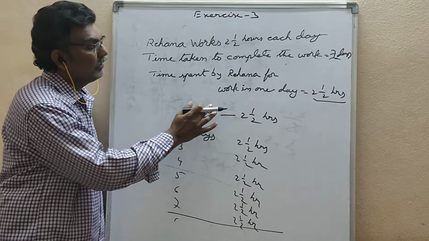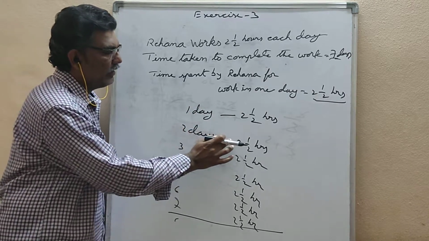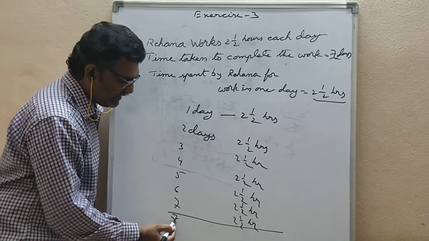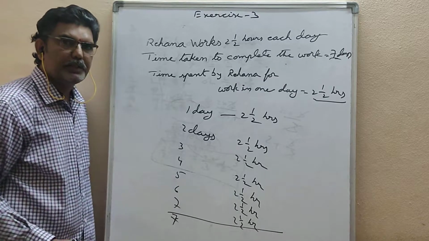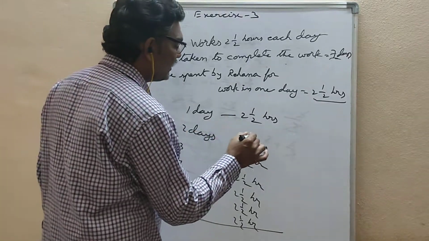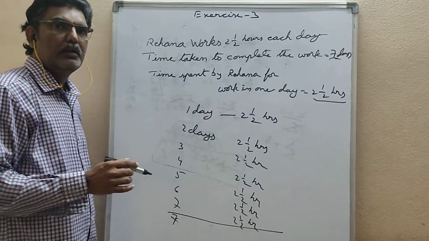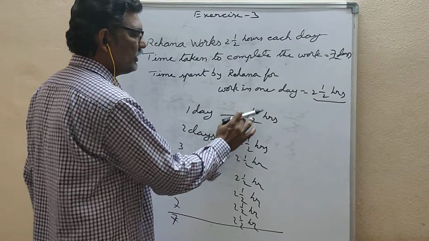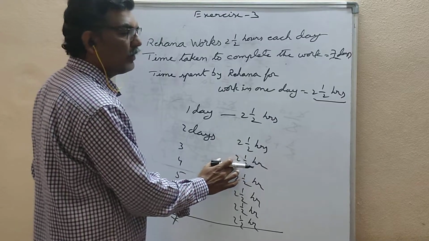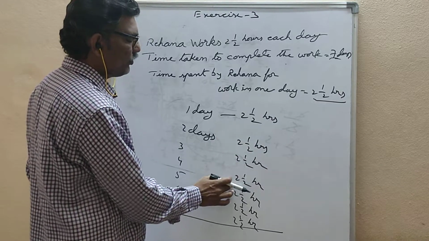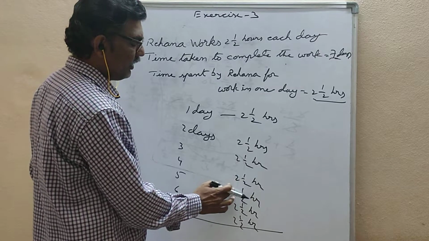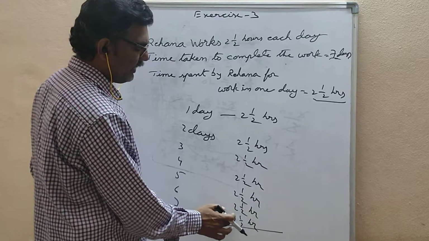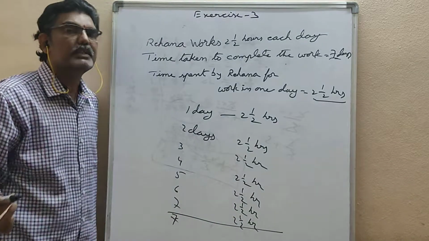So in the second day 2.5 hours, third day 2.5, like that. Total 7 days completed here. Work also completed. How many hours did she spend? Total hours means what you have to do: this 2.5 plus 2.5. How much here? 5. 5 plus 2.5 is 7.5. 7.5 plus 2.5 is 10. 10 plus 2.5 is 12.5. 12.5 plus 2.5 is 15. 15 plus 2.5 is 17.5 hours.